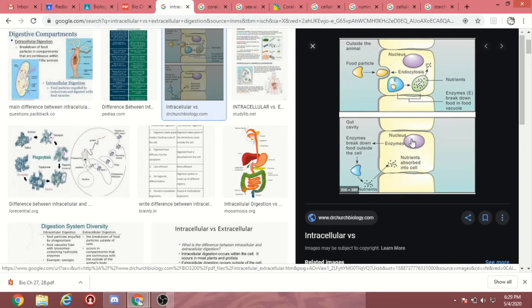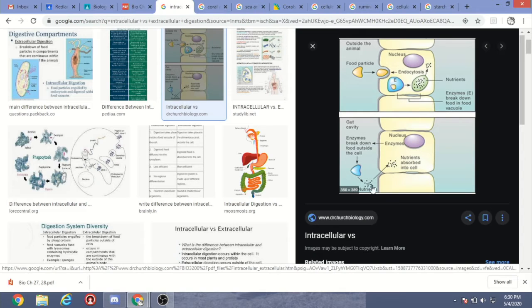For us and most organisms, we do what's down here, extracellular digestion. We do all that stuff outside the cell. Don't get it wrong though, nutrients still have to get into the cell. Every cell needs nutrients. You see here how the cell has absorbed nutrients? That has to occur in both cases. If you were to do a Venn diagram, that would be the similarity in the middle.